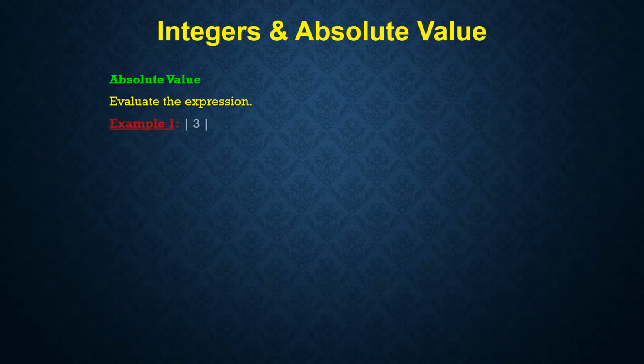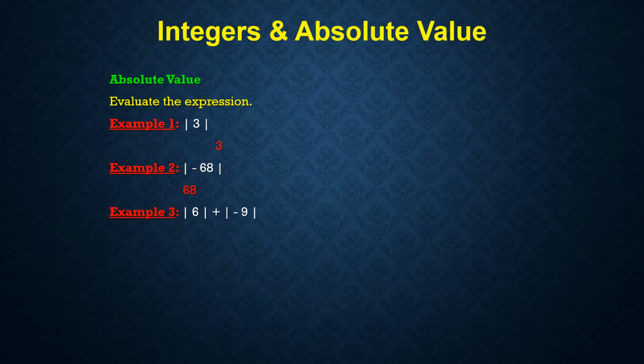Now, while evaluating an expression, evaluate means find the value of the expression. Let us see what happens. Here is one example. First, let's find out the absolute values of a few integers. The absolute value of plus 3, when there is no sign, we consider that as plus 3, right? So the absolute value of plus 3 is 3. The absolute value of minus 68 is 68.